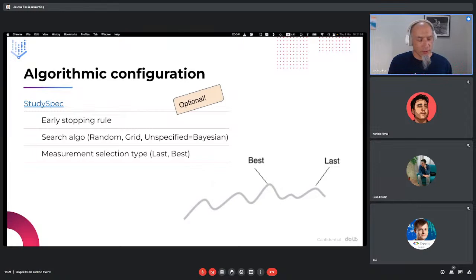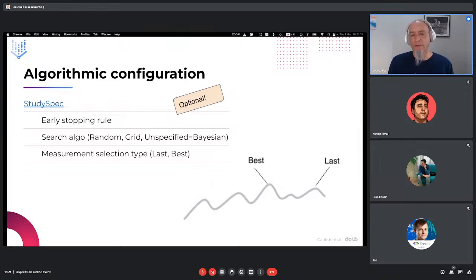You can choose a search algorithm, as I mentioned earlier, and you can tell Vizier which way to choose the best metric. So you might think that if you do, let's say, 20 trials, and you want to choose the best, right? In this graph here, you see that one of these was the best. And actually, that's the default. It's a good way to work.